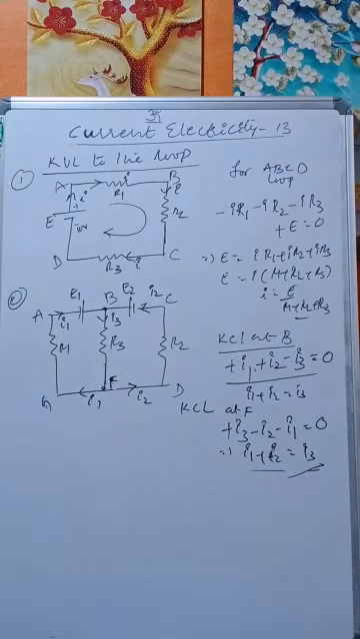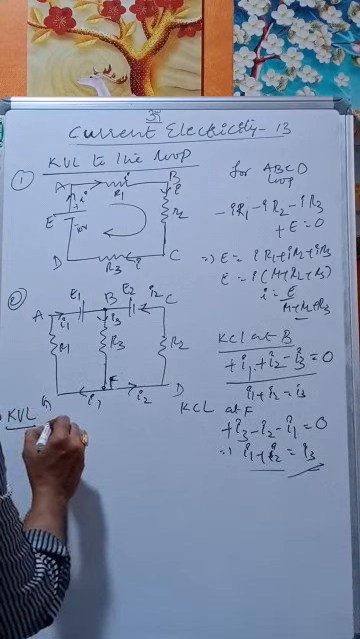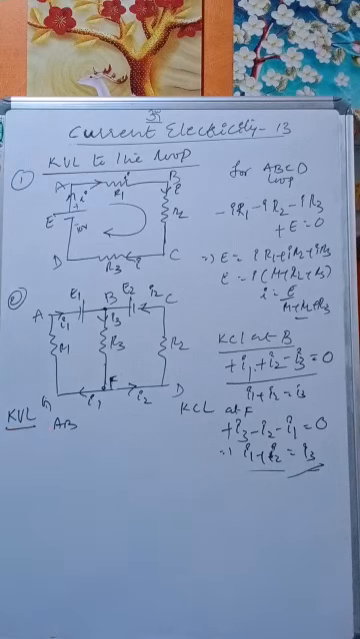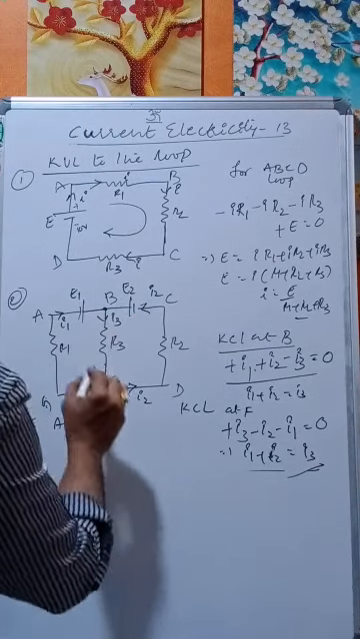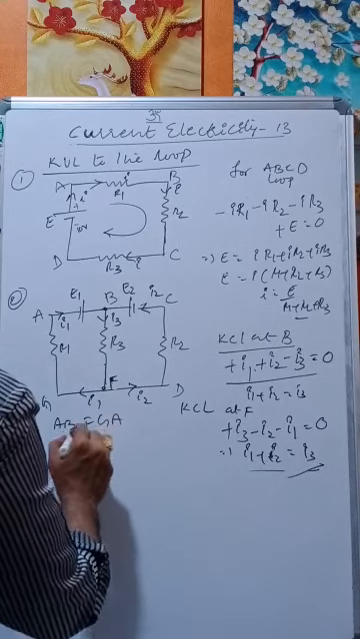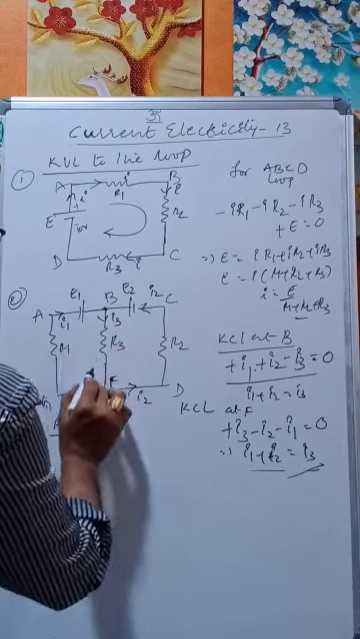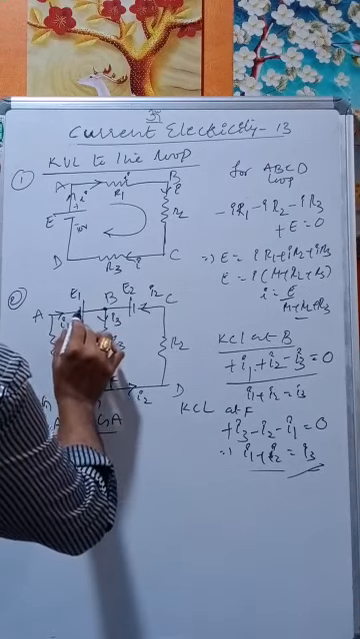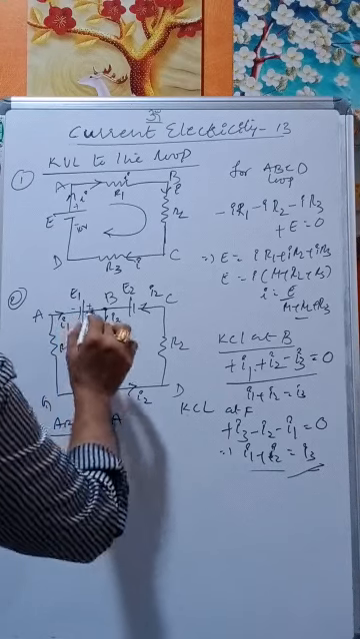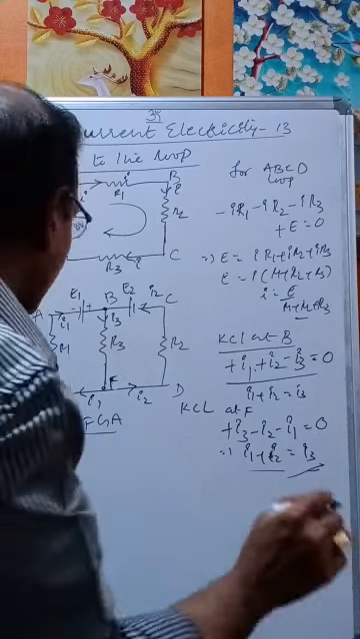Now, apply KVL to the loop. First take the loop as ABFGA. We are moving in this direction, A to B. This is negative, this is positive. There is a rise in the potential.